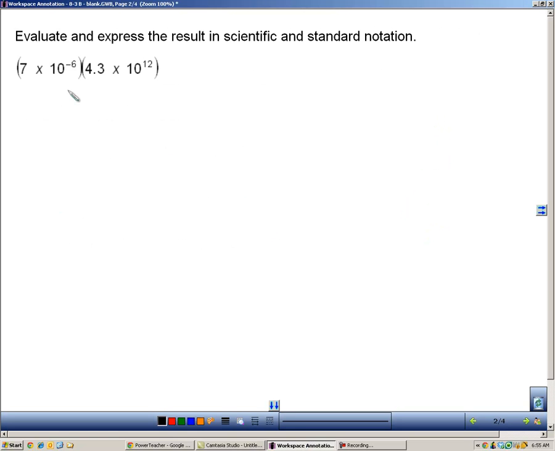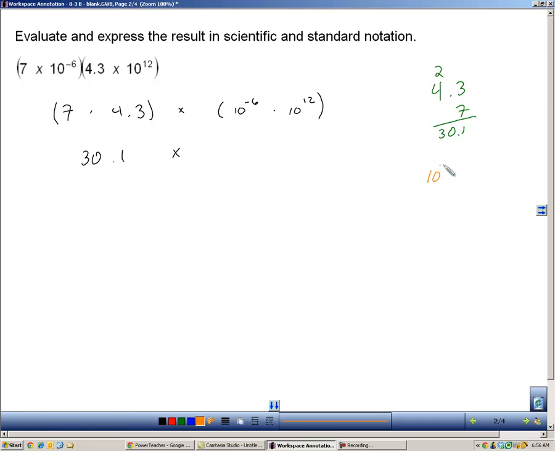Here's another example of multiplication using scientific notation. We're going to multiply the numbers that are out in front of each, and then times 10, and then we multiply the tens that are in the back of each one, and we'll do those separately. So 4.3 times 7 is 30.1. Multiplying the bases that are the same means we add the exponents. So it looks like 10 to the 6th.